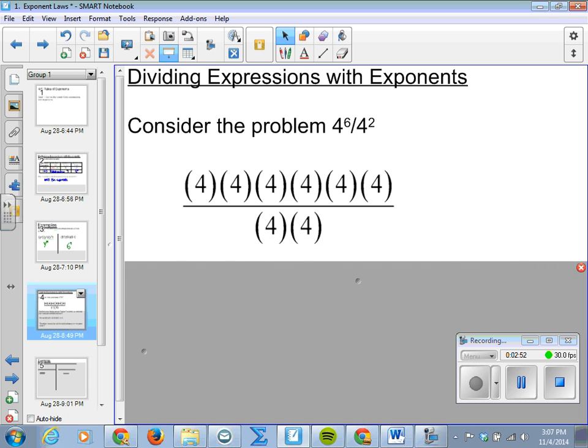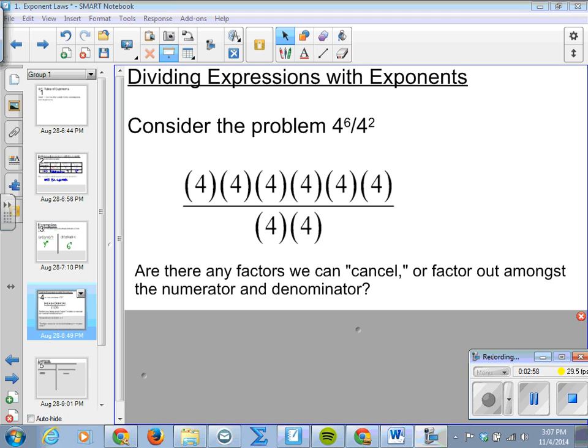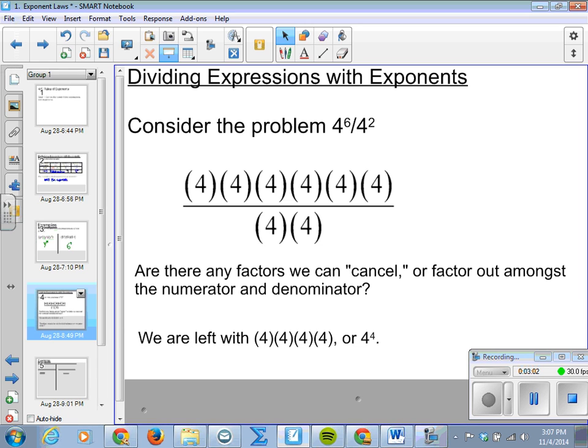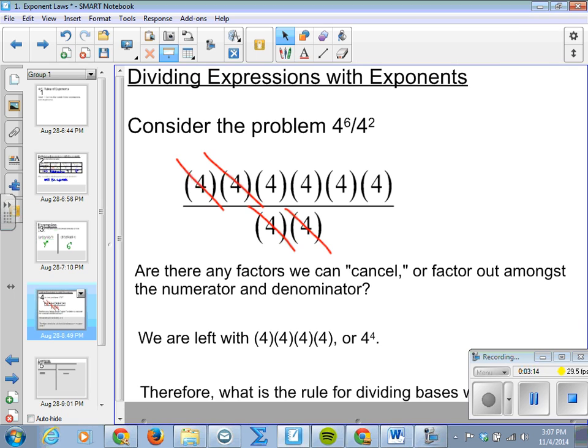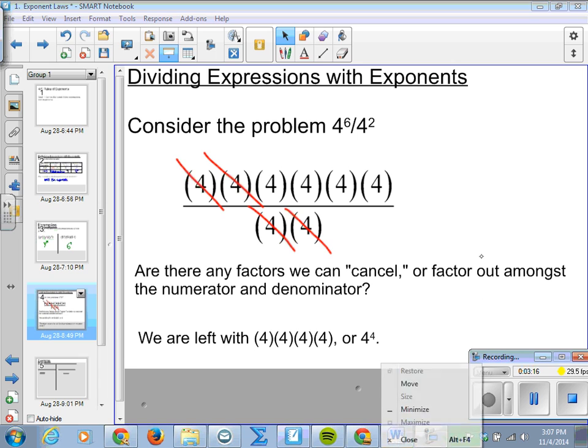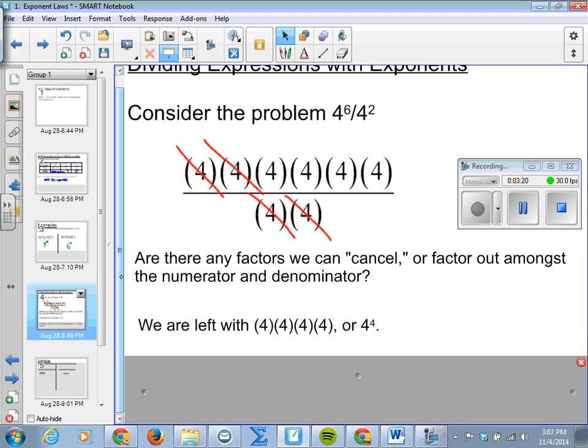And from there, we look to see if there are any factors that we can cancel or factor out amongst the numerator and denominator. And sure enough, we can cancel out 2 4s up top and 2 on the bottom. Nothing is left for us on the bottom, so this leaves us with 4 times 4 times 4 times 4, which is 4 to the 4th power.